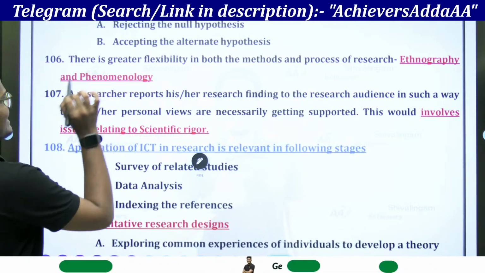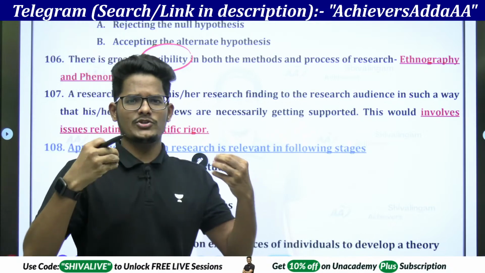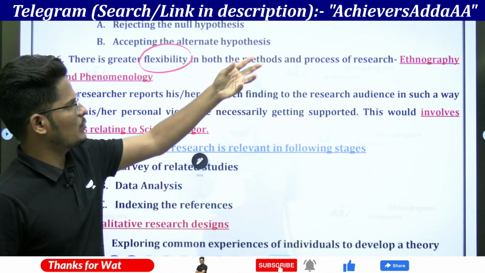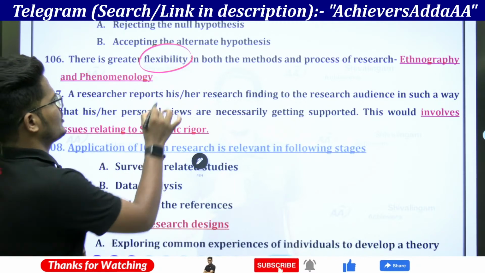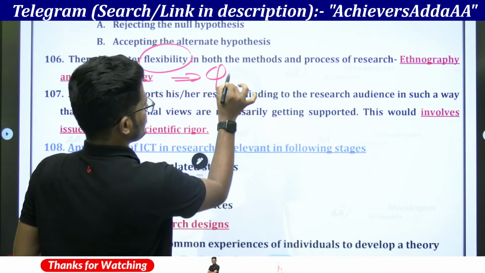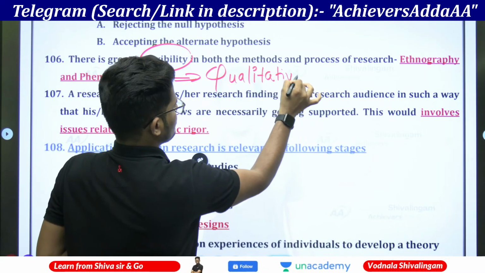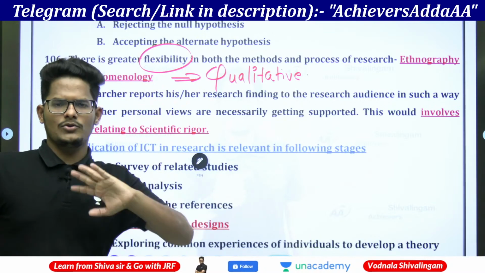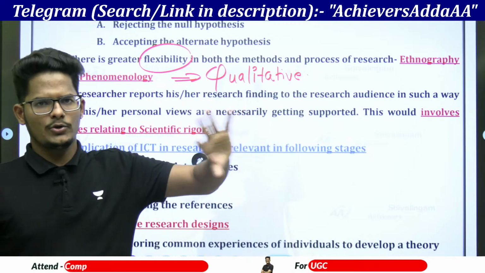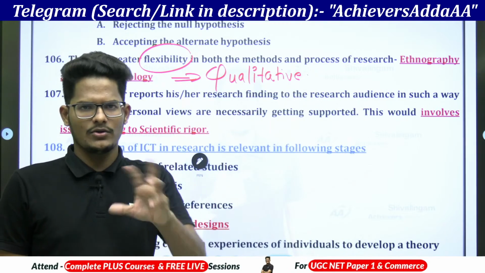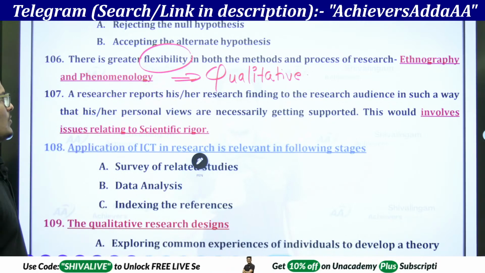Next, there is greater flexibility, meaning you can change according to your requirement conveniently, in both the methods and processes, ethnography and phenomenology. Why these two? Because both are qualitative in nature. That is why the flexibility. In qualitative research, flexibility will be more. In quantitative, you don't have any flexibility. You have to take the numbers, analyze and draw the conclusion. You cannot change the number, you cannot fabricate the number, you cannot falsify the number. So in this, you can do any manipulations.